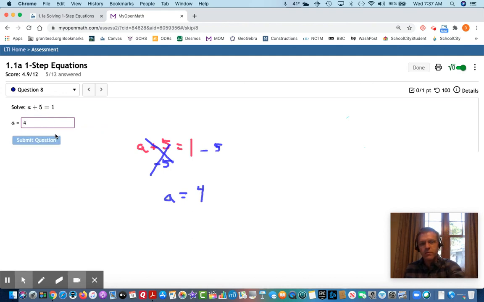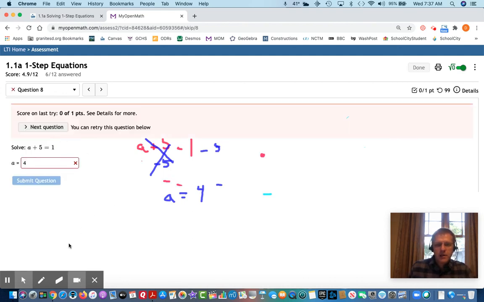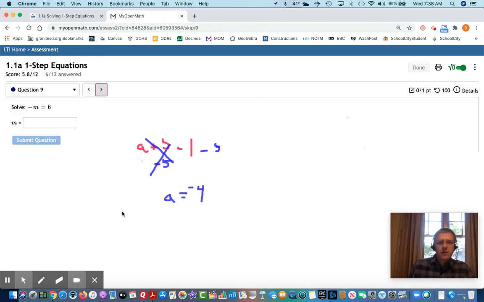Some people are going to put 4, but that's not right. Oh, that's weird. Stuff moved around. So it's not 4. Why is it not 4? Well, this was 1, so this is 1 minus 5. And 1 minus 5 is a negative 4. Right.